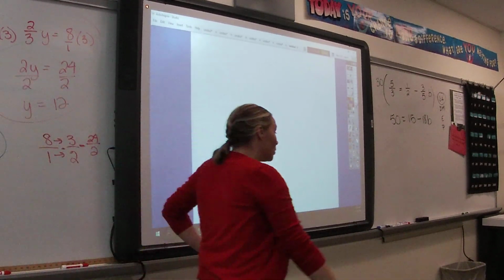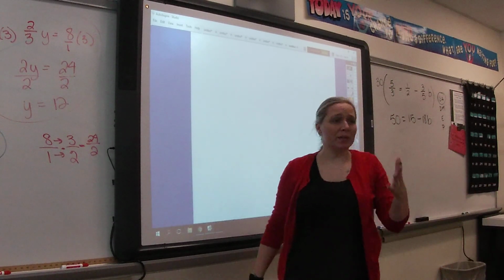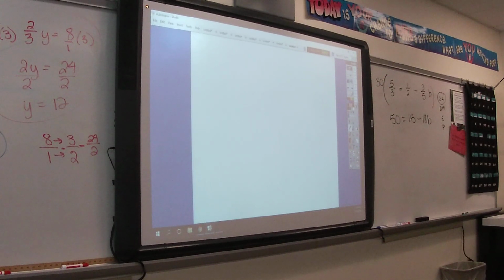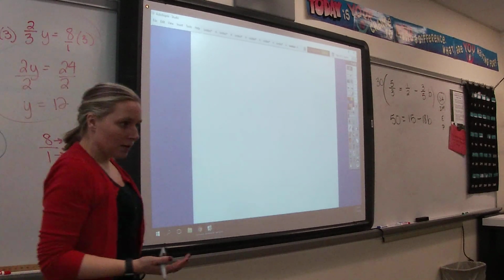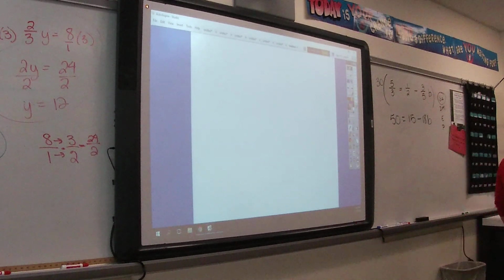Today we're going to continue with equations. Okay, now what do we do when those equations have even more pieces involved? Not just one step, not just two steps, but what happens when we have a lot of steps going on? How can we get those simplified, combined, and do something with them?